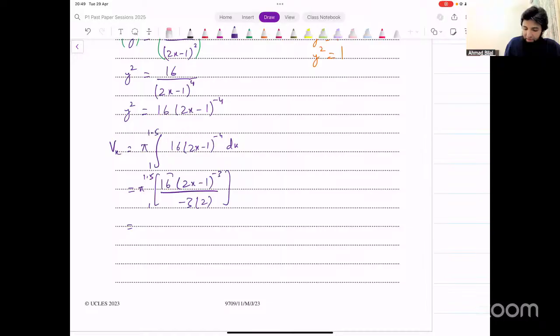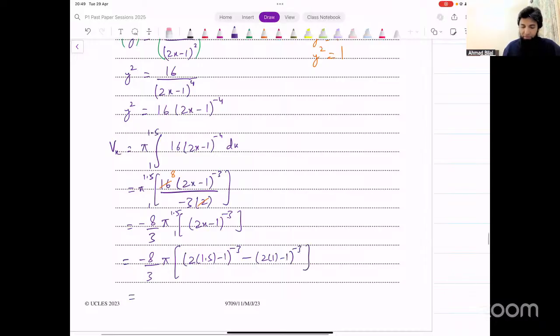To simplify this, I can write this number outside, right? 16 and 2 get cancelled to give us 8. I can write minus 8 over 3 outside as well with pi, so that inside I'm just left with this, and that will simplify the calculation a bit. Now I can input the limits from 1 to 1.5. Finally, input 1.5 in this one, and then input 1: minus 8 over 3 into pi times [(2 into 1.5 minus 1) power minus 3 minus (2 into 1 minus 1) power minus 3].